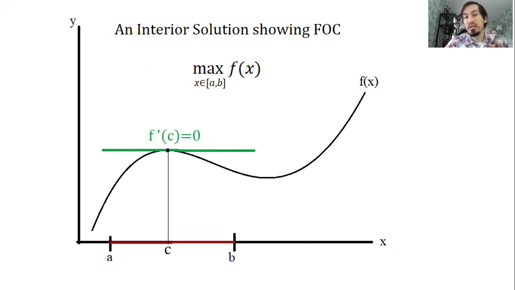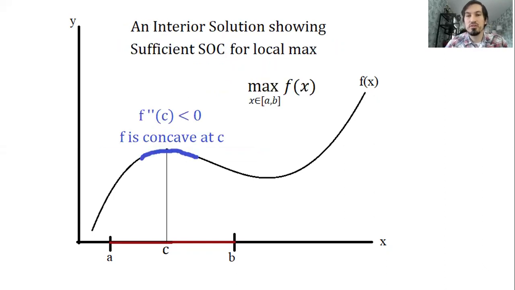To think about whether it is truly a maximum, you have to use a second order condition. And remember what that is? It's that f double prime is negative. F double prime being negative is the same thing as being concave down, or a concave function. So here's this little description of that. Now I'm showing you the second order condition for a local maximum.